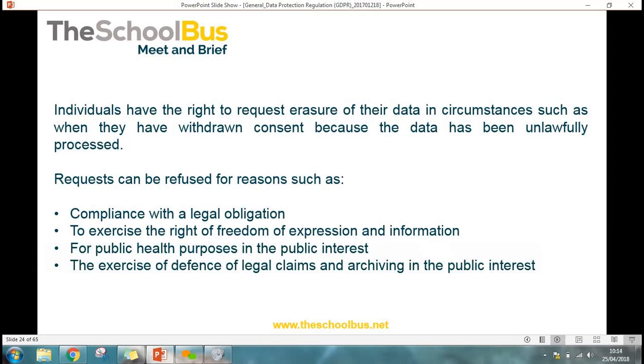Legal claims: I think we'll find, as GDPR beds in and once we get past the initial wave of subject access requests that I'm sure we're going to be getting after the 25th of May, that we'll end up with some situations where there are legal claims coming in. Then you can refuse to delete data on the basis that you need it to defend legal claims, which is in the necessary interest of the organisation.